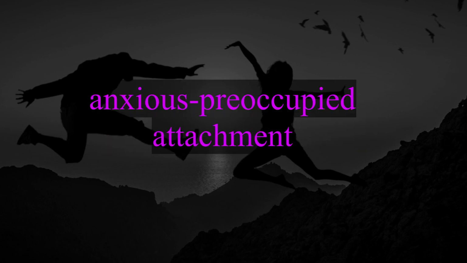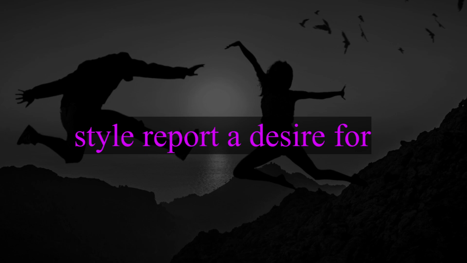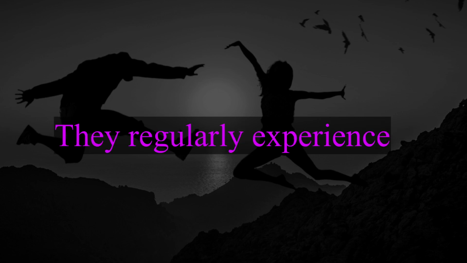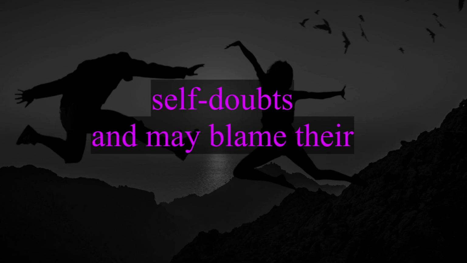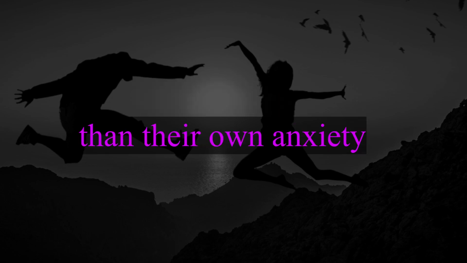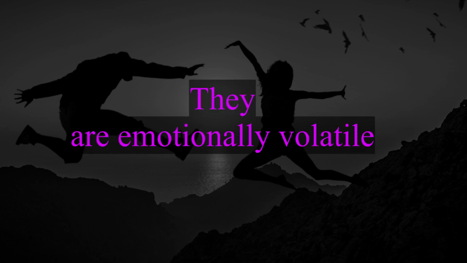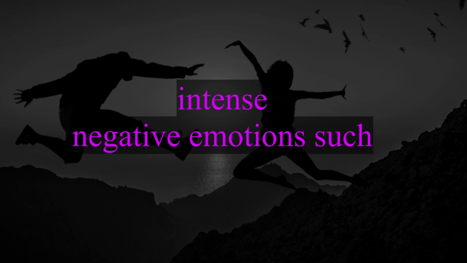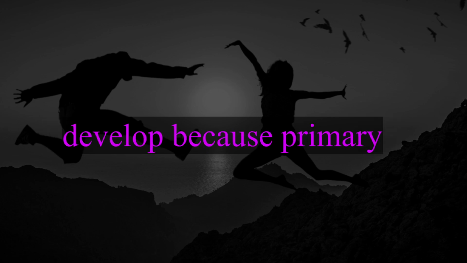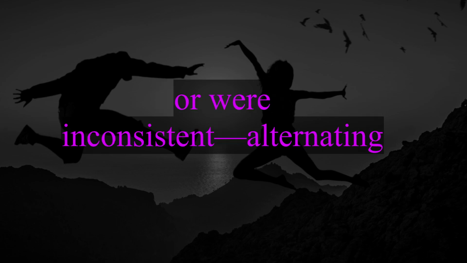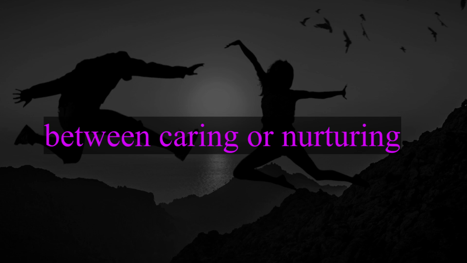People with the anxious, preoccupied attachment style report a desire for closeness, but anxieties about being abandoned. They regularly experience self-doubts and may blame their lack of love on others' unwillingness to commit, rather than their own anxiety about being left. They are emotionally volatile and more likely to experience intense negative emotions, such as anxiety and anger. This attachment style might develop because primary caregivers were not dependable or were inconsistent, alternating between caring or nurturing and neglecting or harming.